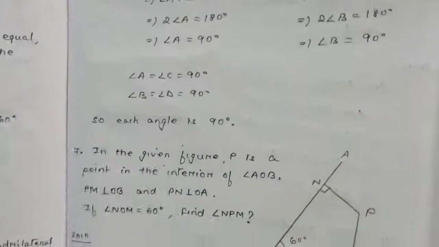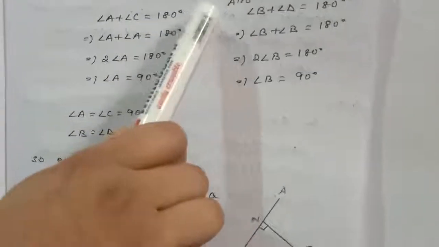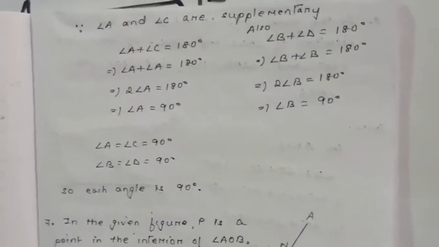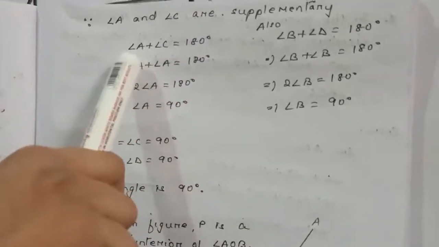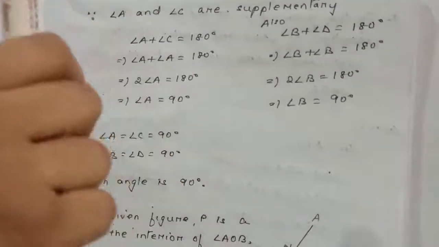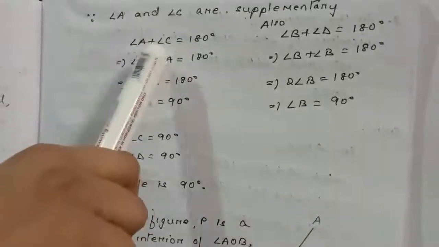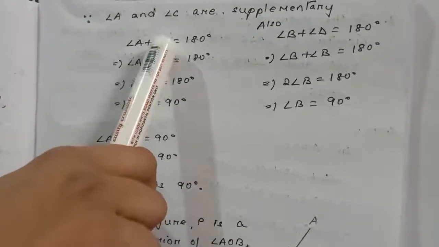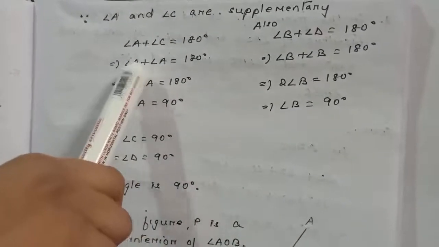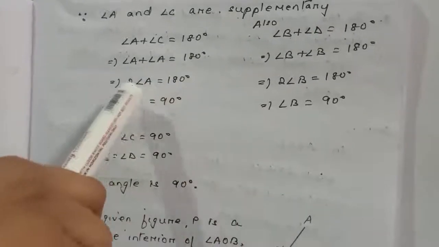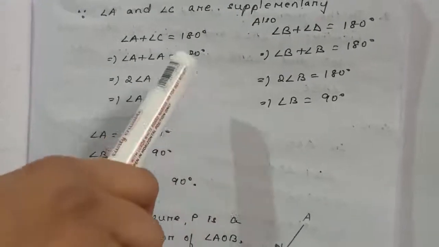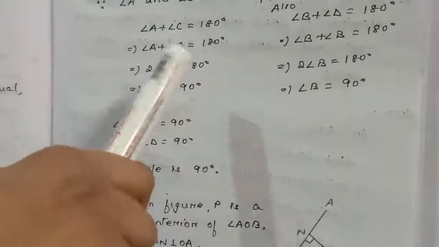Okay. Now you see, since angle A and angle C are supplementary, we have seen the opposite angles are supplementary. So the sum of these two opposite angles will be 180 degrees. Since angle C is equal to angle A, I have written angle A plus angle A is equal to 180 degrees. That is, twice angle A is equal to 180 degrees. That is, angle A is equal to 90 degrees.